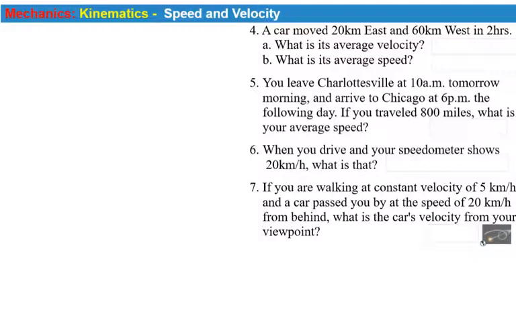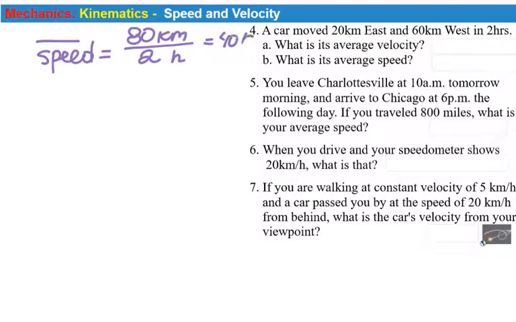For the average speed, I'm going to place a line on top, which means average, and you have the total distance traveled is 80 kilometers, and the time is 2 hours. So that is 40 kilometers an hour.